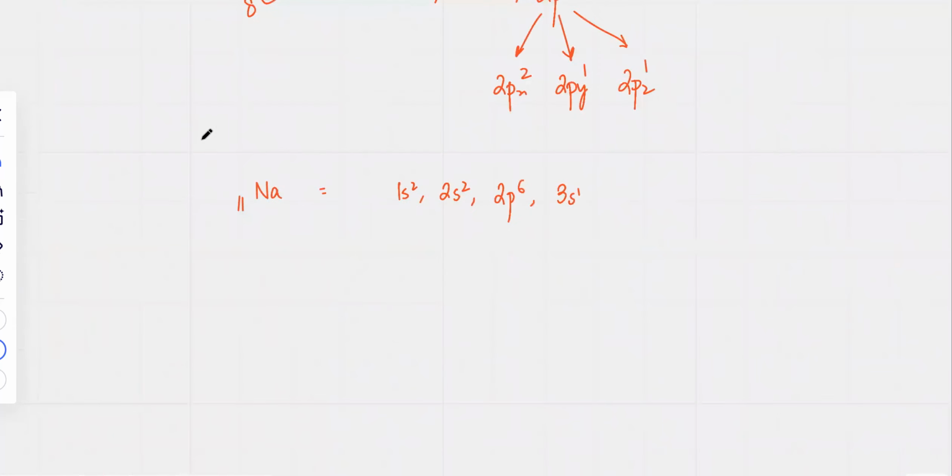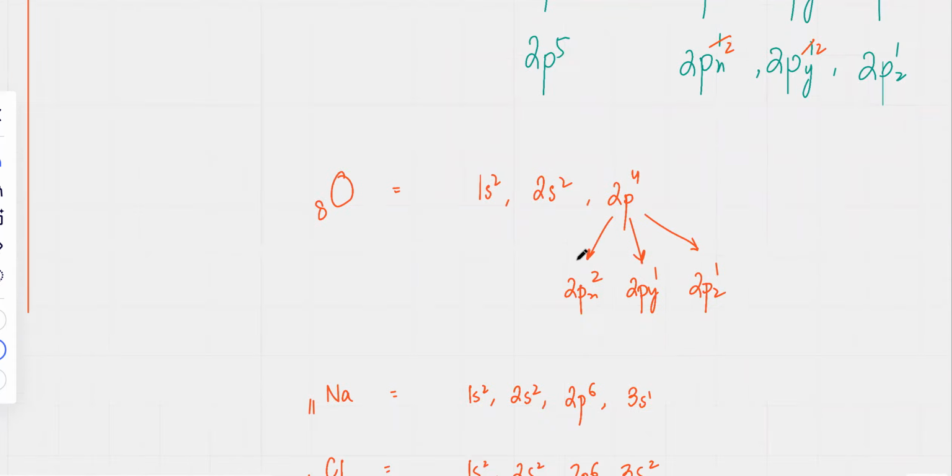Let's try and write the electronic configuration of another atom. Let's talk about Cl. 17 electrons, so that's going to be 1s2, 2s2, 2p6. Then there's going to be 3s2. So I've filled all the orbitals, all the subshells up till this point. So that's a total of, I think, 12 electrons.